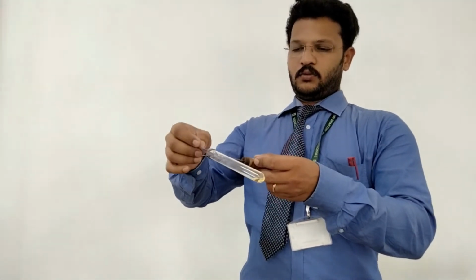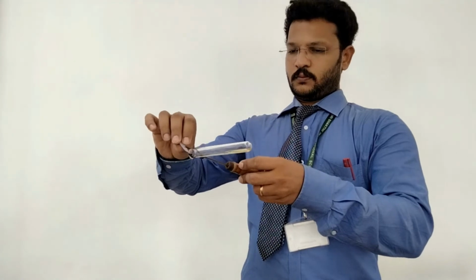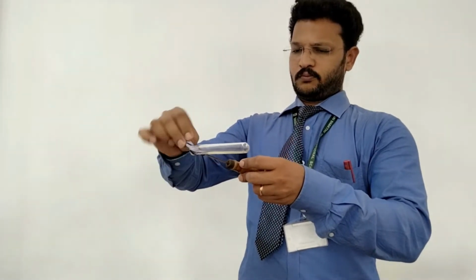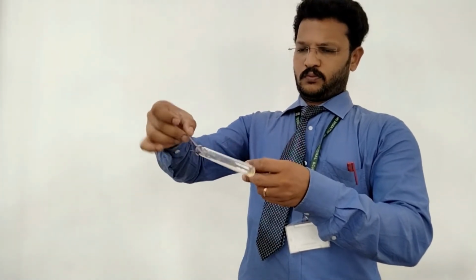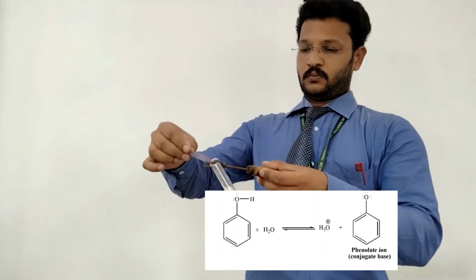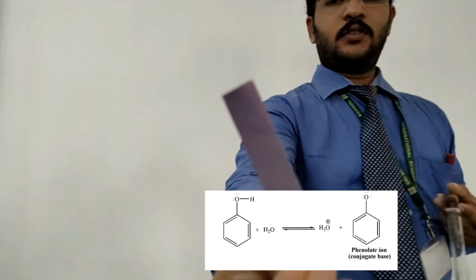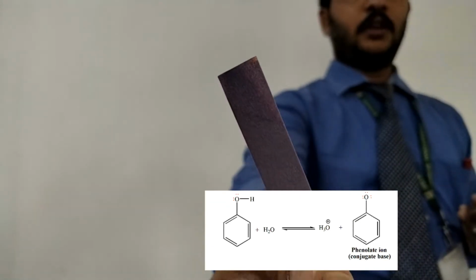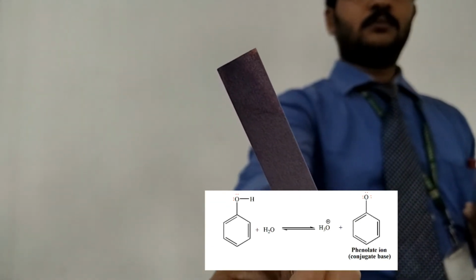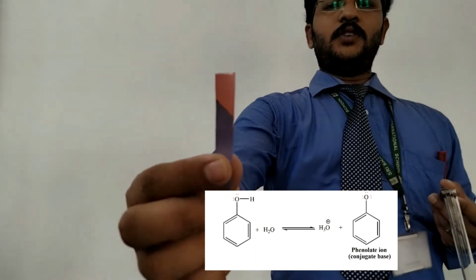There is a blue litmus paper. I am going to introduce this blue litmus paper. Here you can check the blue litmus is slightly turning red in color. So the blue litmus turned red.